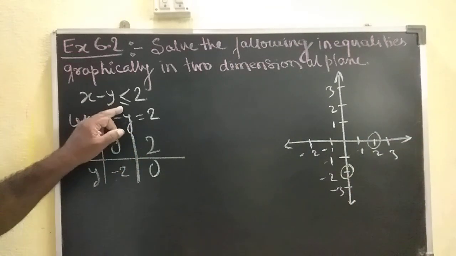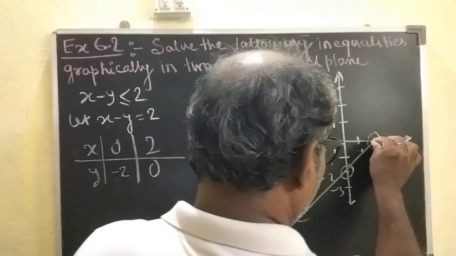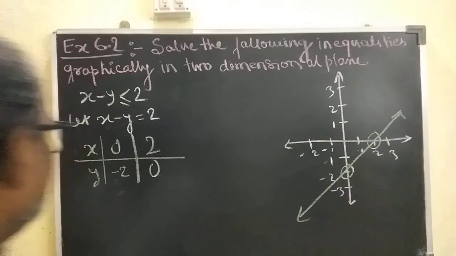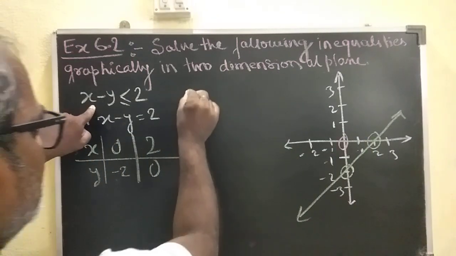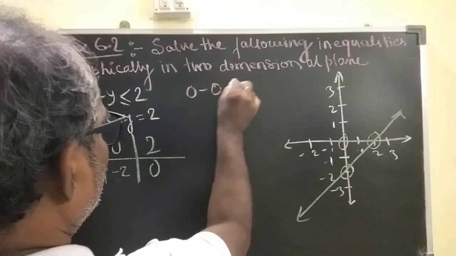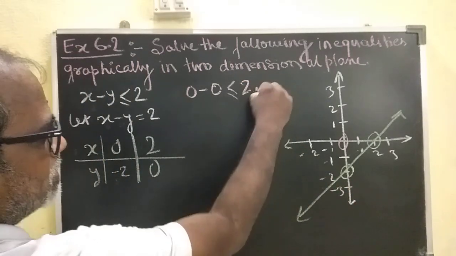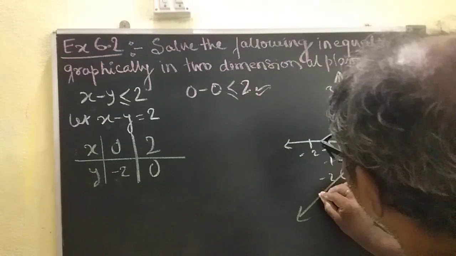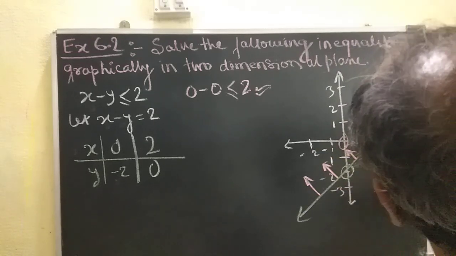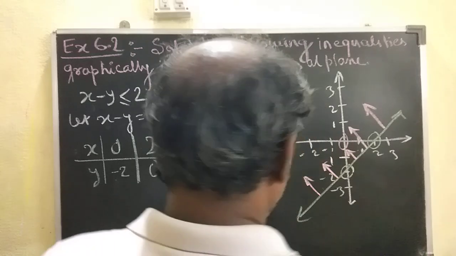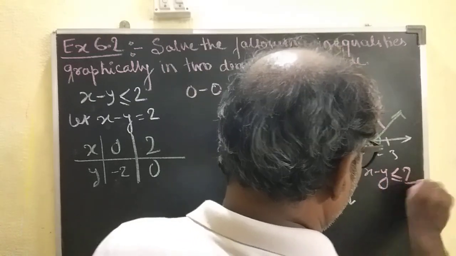Now here it is an equal to sign, so we draw a straight line. Now we try to see which portion we have to shade. Take this as 0, so writing here 0 minus 0 is less than or equal to 2. That means what? This statement is correct, so we have to shade upper way, and write down here x minus y is less than or equal to 2.